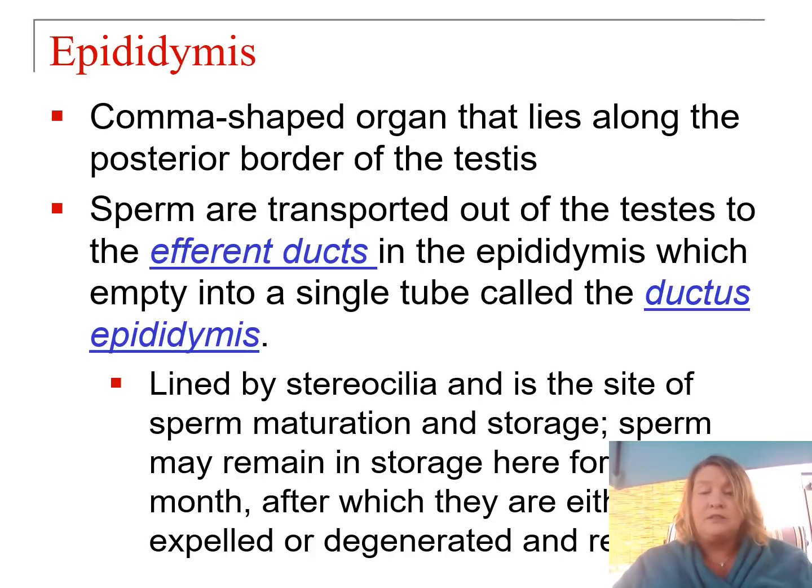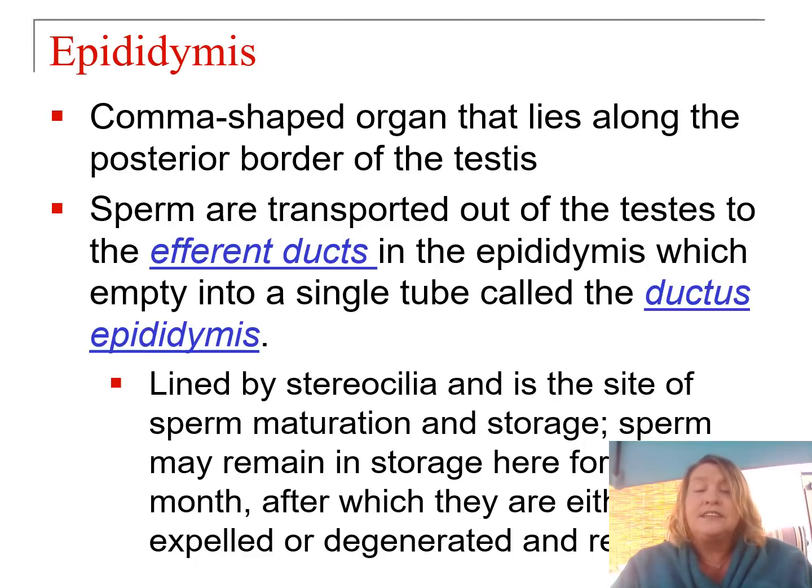Okay, let's talk about another structure, and that's the epididymis. I keep touching my nose, I don't know why. The comma-shaped organ. Yeah, okay, it looks kind of like a comma, I guess. It's on the posterior border of the testis. And so once spermatogenesis occurs, the sperm are transported out of the testes via efferent ducts into the epididymis. And the efferent ducts basically dump the sperm into the ductus epididymis.